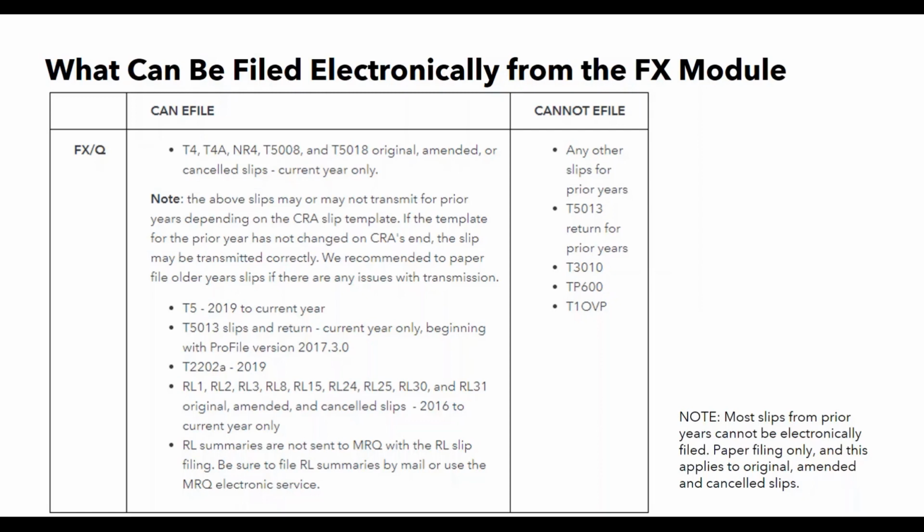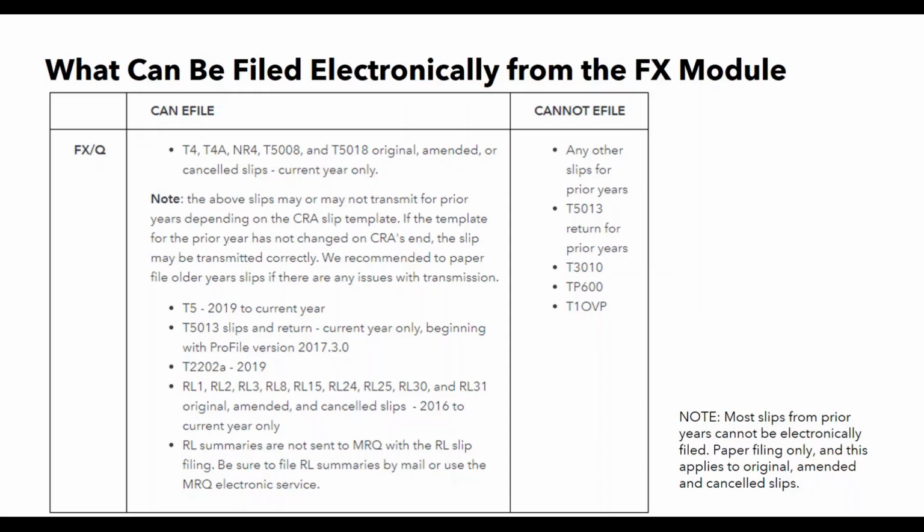If the prior year slips have not changed on the CRA side, you may be able to transmit them correctly. However, we do recommend paper filing older year slips if you face any issues with transmission. It's important to note here that ProFile builds an XML file of the slips, which you upload to the CRA site. So this year's version of the XML file from ProFile will match the current year CRA requirements.